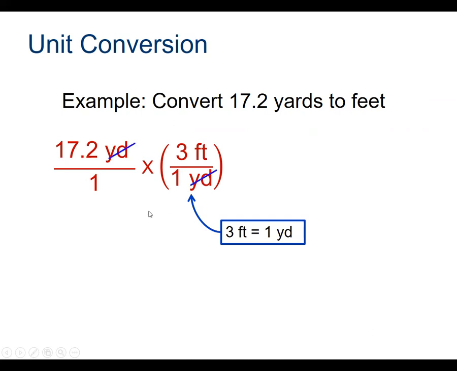Then we do the math, we cancel out the yards, and now we're left with just feet. If we do the math with the numbers, 17.2 times 3, 1 times 1, of course anything over 1 is the same number. So here we are, 51.6 feet, and we're left with no unit on the bottom. And so really we could write this as just 51.6 feet without the 1. There it is. That's how you do it.